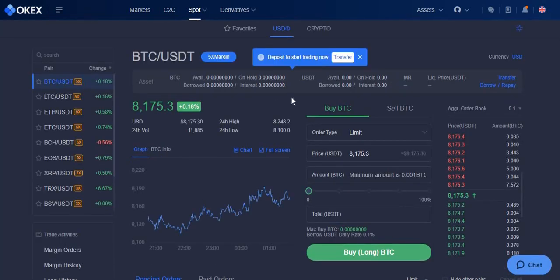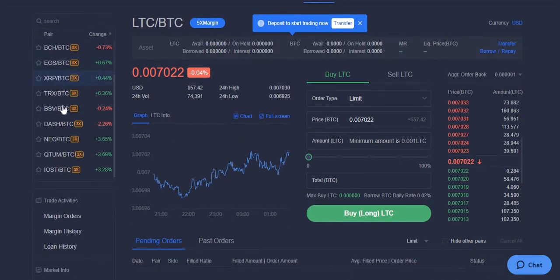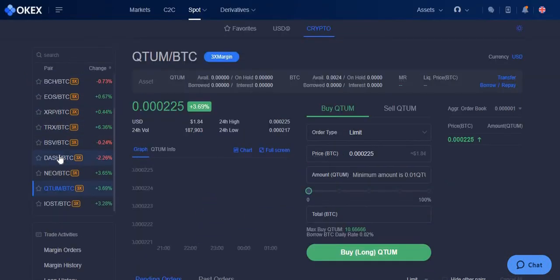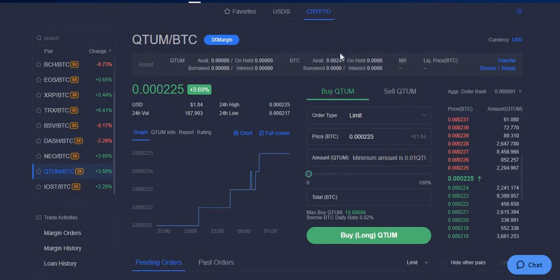Now we have our margin trading. Now let's go to Qtum, which is this. We have Qtum around here. So this is our balance here. So if you go through that process step by step, you would find your balance available here. So now, what are we looking at? What position do we want to take?